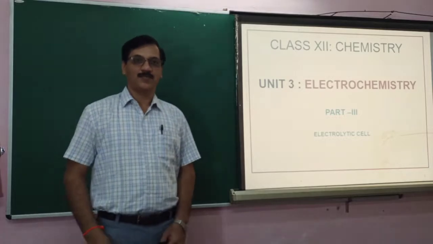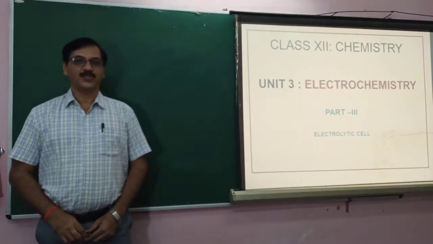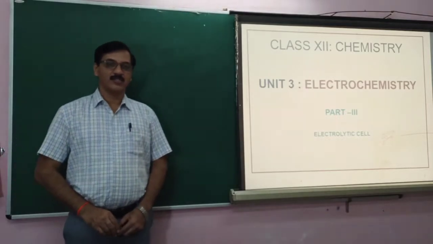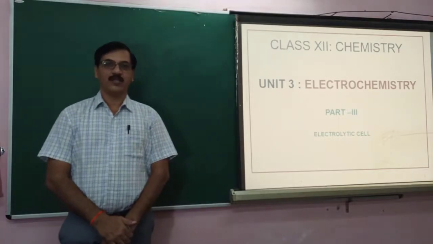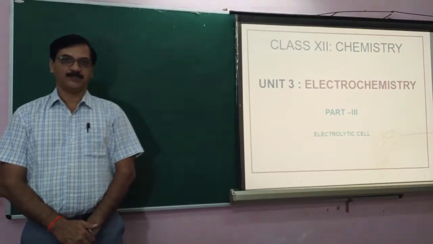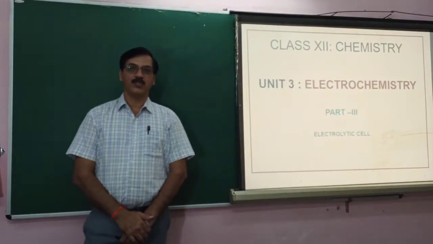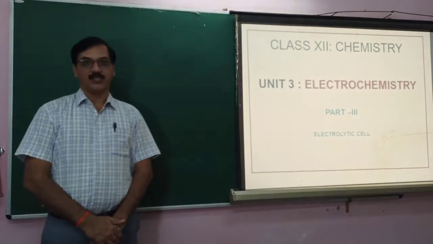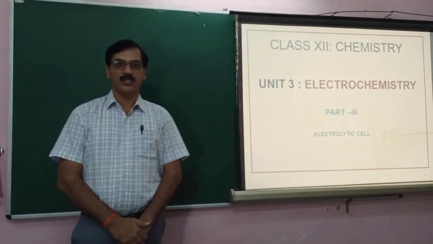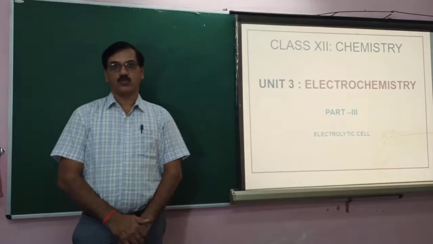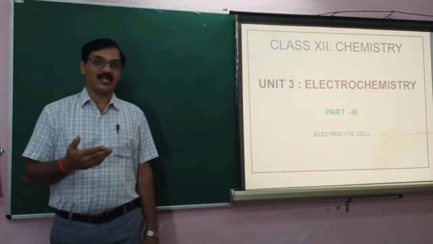Hello everybody, welcome to part 3 of electrochemistry. In this part, we are going to see about the electrolytic cell. In the previous classes, we have studied electrochemical cells, which convert chemical energy into electrical energy. So a redox reaction is made use of for generating electrical current.